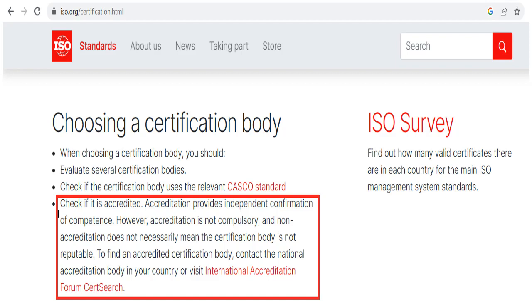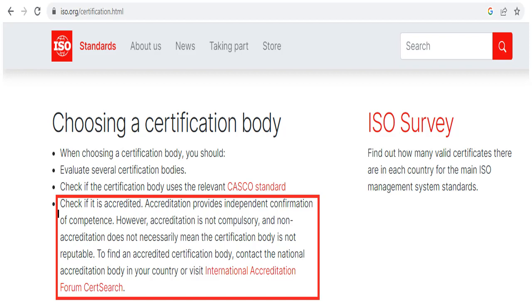An organization can be certified by either accredited or non-accredited bodies. However, if an organization wishes to have more credibility, then accredited bodies are preferred. ISO on its website has mentioned that accreditation is not compulsory, and non-accreditation does not necessarily mean the certification body is not reputable. There are different ISO standards for accreditation and certification.